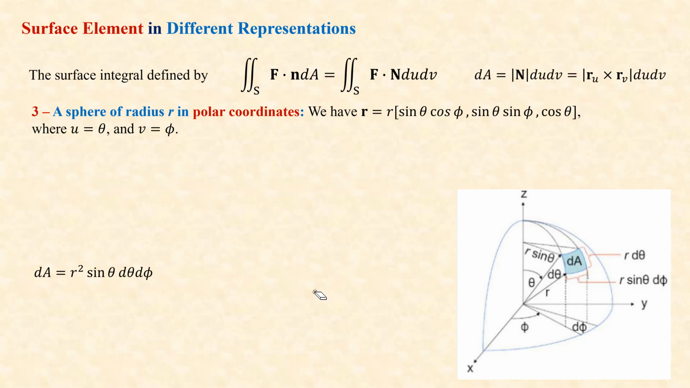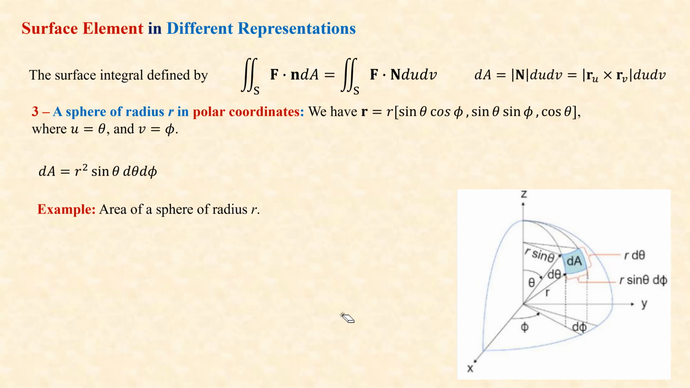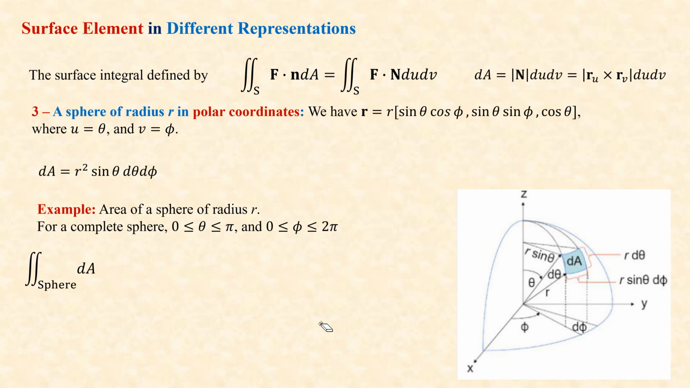All right. Now, let's use this to find the total area of a sphere. Area of a sphere of radius r. Theta goes from 0 to pi, phi from 0 to 2 pi. Double integral over the surface of the sphere, dA. That is the total area. So that becomes double integral of r squared sine theta d theta d phi. Again, the bounds of theta go from 0 to pi, and phi goes from 0 to 2 pi.